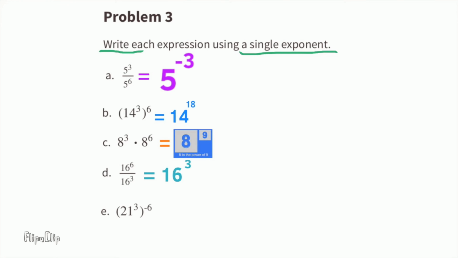E, inside the parentheses we have 21 to the power of 3, and on the outside of the parentheses we have the power of negative 6. We can multiply these exponents. 3 times negative 6 is negative 18, so we have 21 to the power of negative 18.